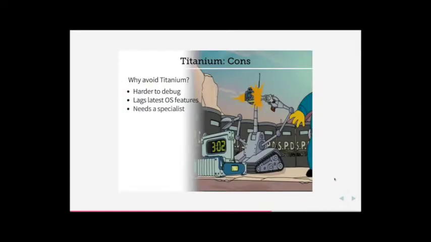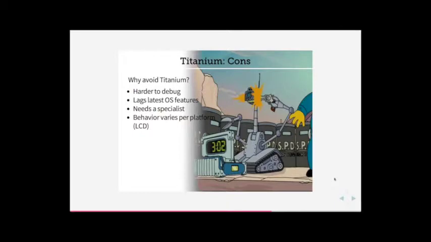Just like PhoneGap, it's going to lag behind the latest OS features, and you would have to put them in yourself if you wanted them earlier than when Titanium gives them to you. And I suspect if you're using Titanium, you probably aren't somebody who's on the bleeding edge of every single platform. You're going to need a specialist because the Titanium API is not like anything else. It's something you have to know how to do. There's a learning curve, and it doesn't apply anywhere else. So bear in mind, you're not writing something that's going to port to mobile web or anything like that.